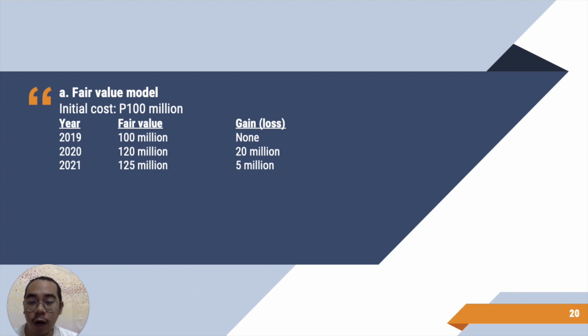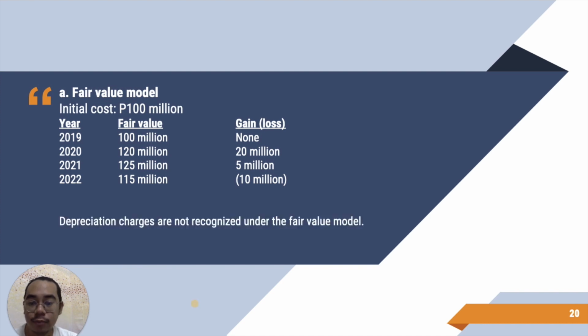On 2021, the fair value is now at 125 million. So, ang pinaka-recent niyang value ay 120 million. Para gawin mo siyang 125, then magkakaroon ka ng gain of 5 million on 2021. And on 2022, dahil bumaba yung value niya to 115 million, then from 125 million, ibababa mo to 115 million, then there is a loss of 10 million. Take note that under the fair value model, depreciation charges are not recognized.